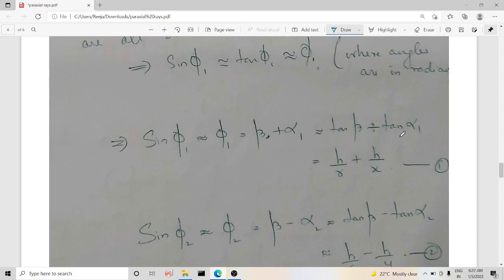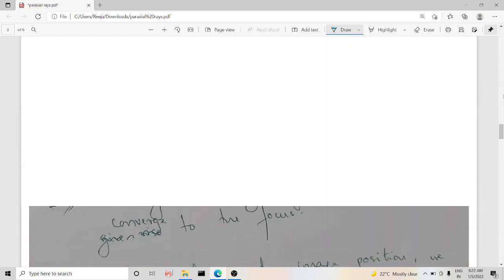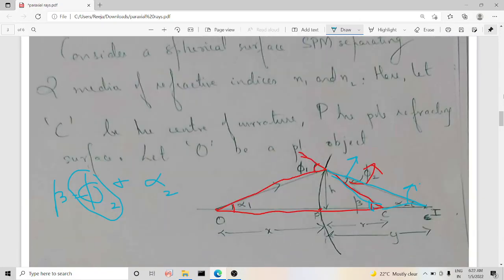Tan beta plus tan alpha 1, because sin beta is approximately equal to tan beta, and sin alpha 1 is approximately equal to tan alpha 1. You can write all these. So I have replaced sin beta and sin alpha 1 with tan beta and tan alpha 1. Now what is tan beta and tan alpha 1 from the figure?